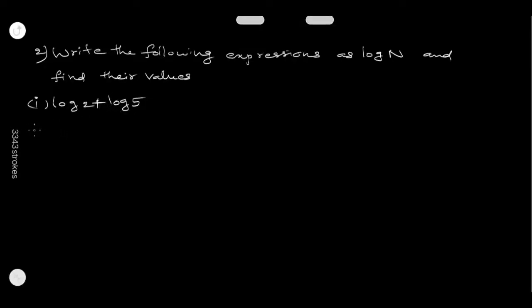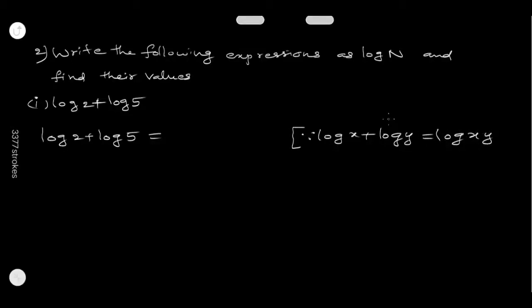So log 2 plus log 5 equal to, we have the formula log x plus log y equal to log xy. Log x to the base a plus log y to the base a equal to log xy to the base a. This is called the product rule.